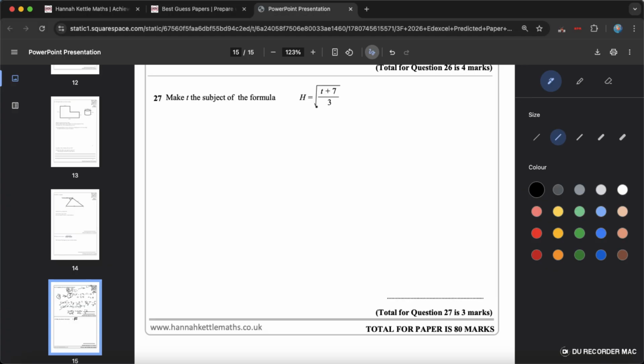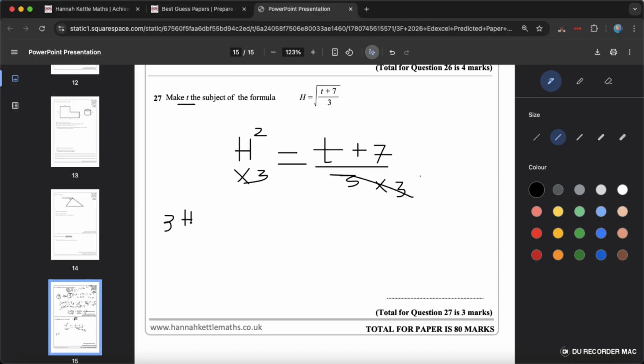So, what's the inverse of square root? Squared, right? So we have h squared, because they want to find what makes t. So you do h squared equals t plus 7 over 3. You leave it alone. Okay? That's the first step. Second step is you want to get rid of the fraction. So you multiply by 3. And then you multiply by 3. These two will get cancelled. And you should get 3h squared is equal to t plus 7.